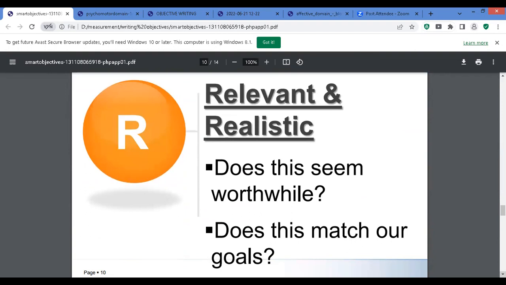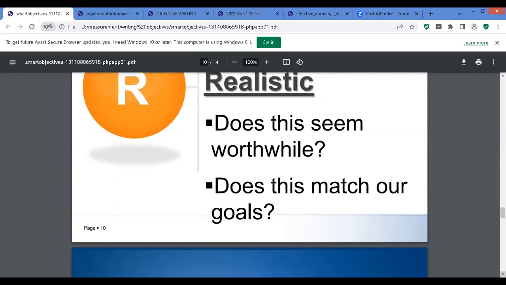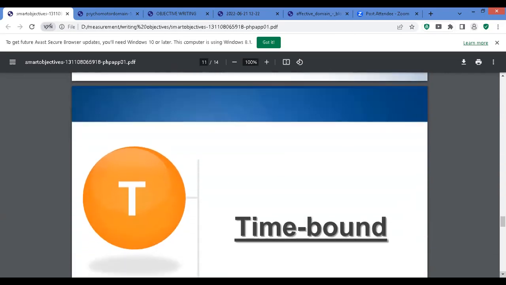So see if it is relevant to the content. If you want your students to learn to cook something, just check whether you have really taught them cooking. Preparing instant noodles may not be cooking, because there's nothing to learn, of course. Does it match the real goals?